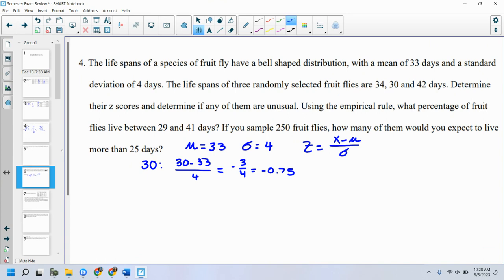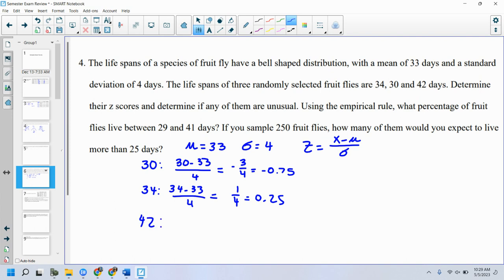Let's take a look at 34. Oh, I forgot 34. Hold on. Guess I'm going in order. 34 minus 33 over 4. So that's 1/4, or 0.25. Those scores are not unusual, right? It's below 1 standard deviation.